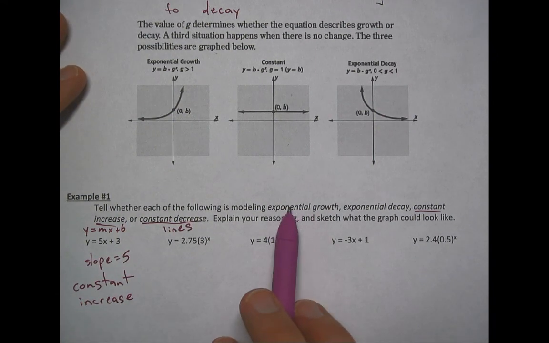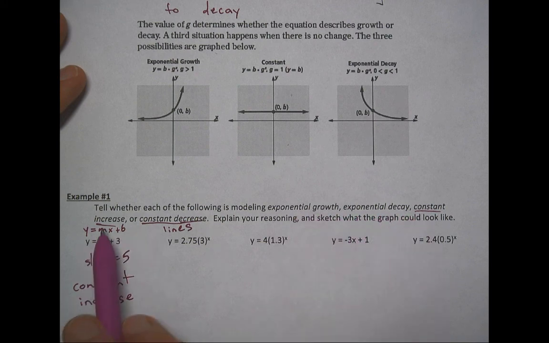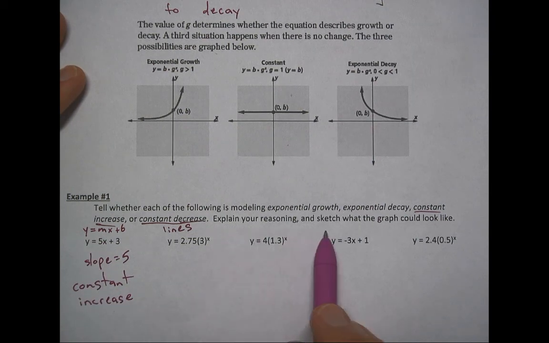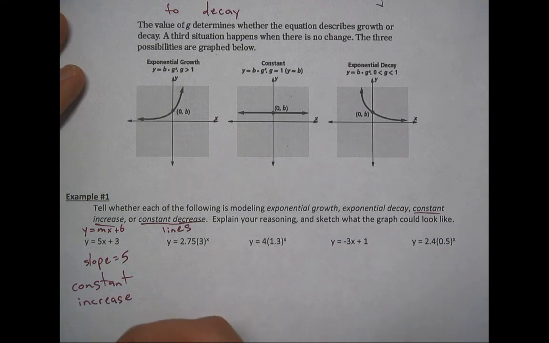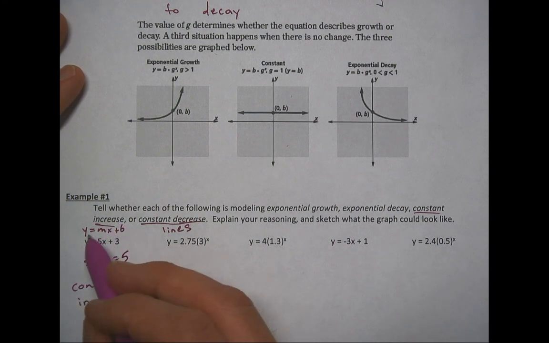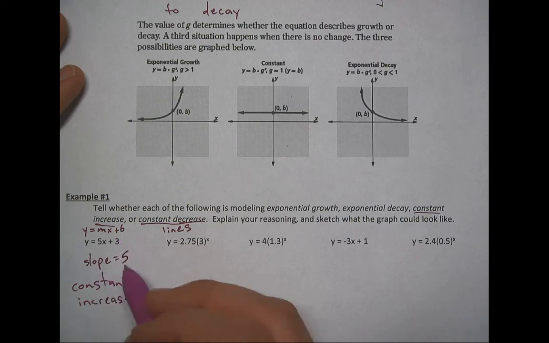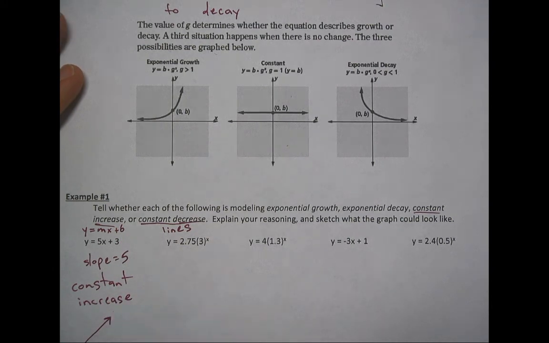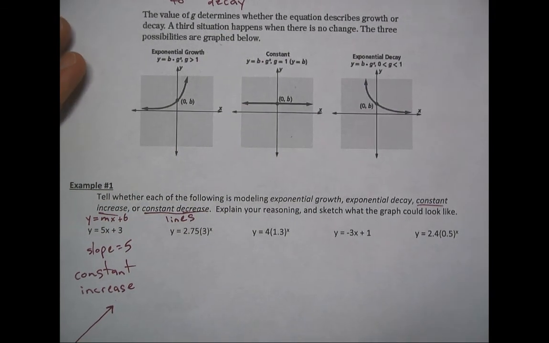That's the first thing they wanted us to do: tell whether it's exponential growth, exponential decay, a constant increase, or constant decrease. This is a straight line, no exponents. The slope is 5, which represents a constant increase. Explaining my reasoning is showing right here. This is in the form y equals mx plus b. The slope is 5, and a positive slope has a line that goes up, a straight line, right up your graph.